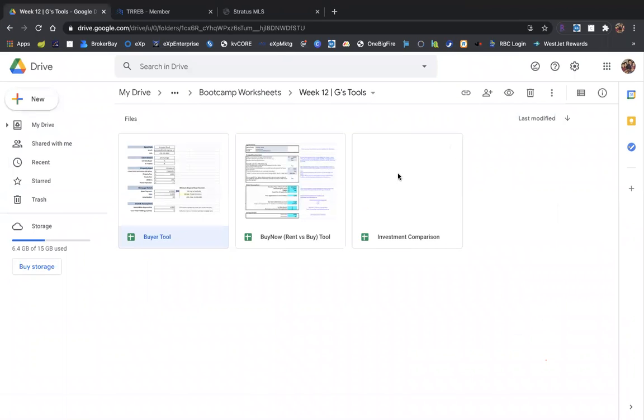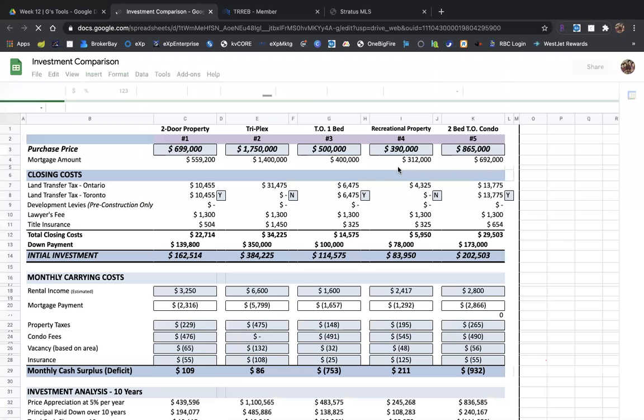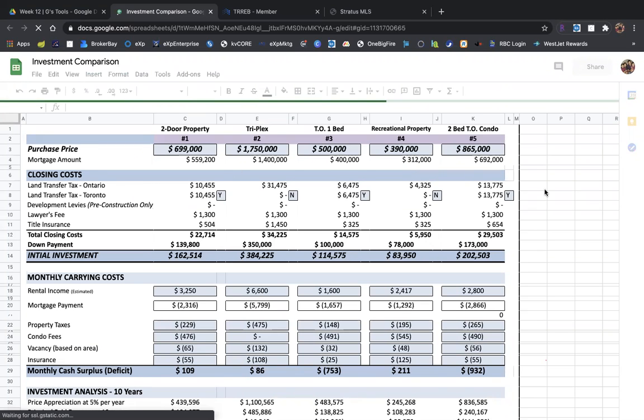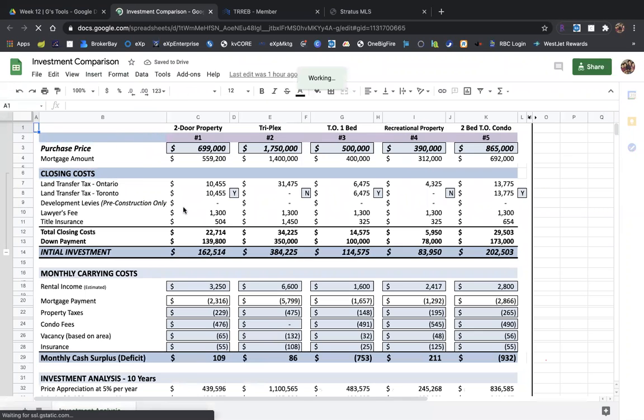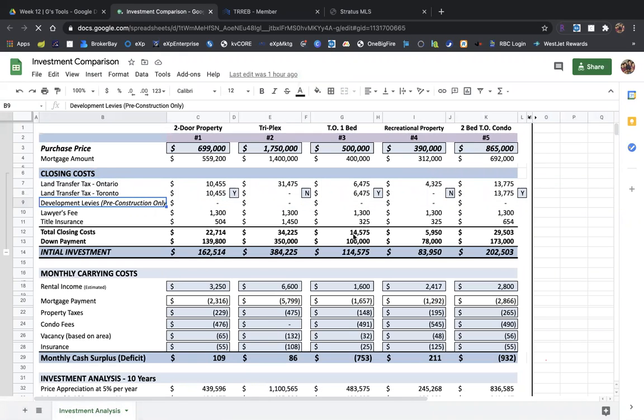Investment one now, because this one I've pre-populated. It's very similar in terms of land transfer tax. Now, investors, I'm assuming they're not first-time buyers. So there's going to be no rebates. So that's why you don't see a rebate line anywhere, right?